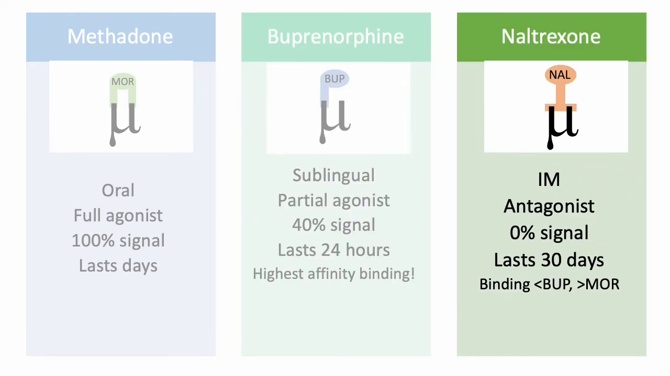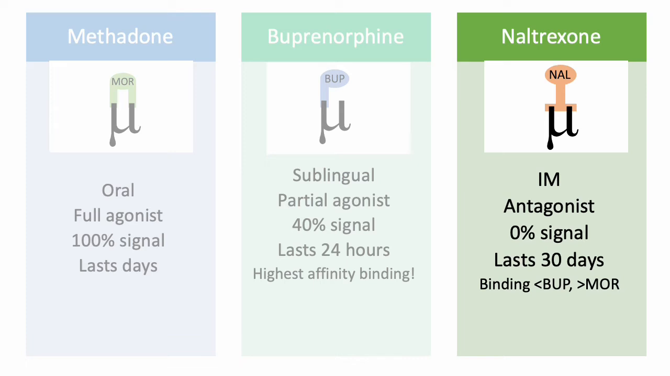Finally, we have naltrexone, which is an antagonist or blocker at the mu-opioid receptor and doesn't generate any opioid signaling. When used for opioid use disorder, it's only FDA-approved in a long-acting injectable form known by the brand name Vivitrol, which lasts 30 days at a time. It also has a fairly high binding affinity and will block other opioids from binding while it's on the receptor, which is what is most helpful in treating opioid use disorder.